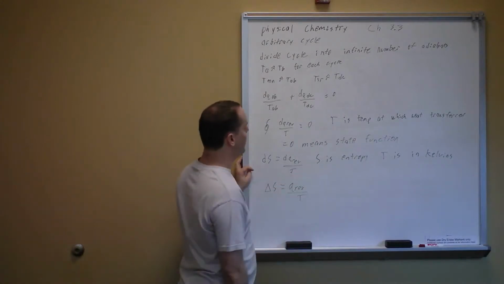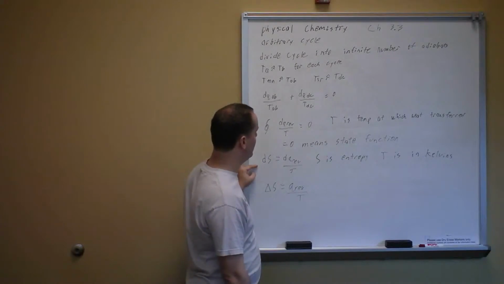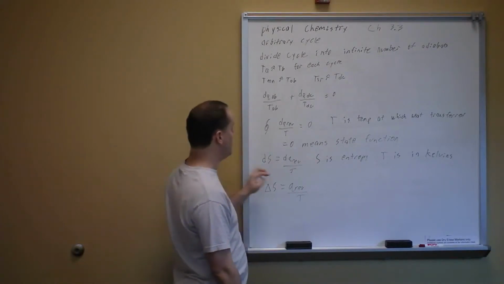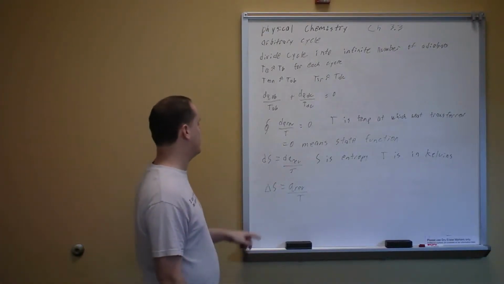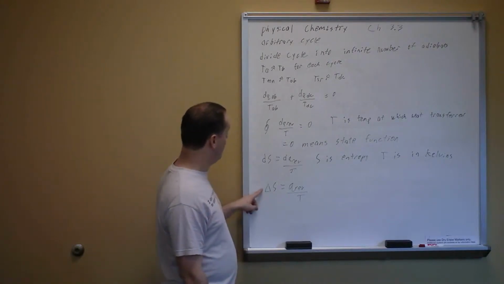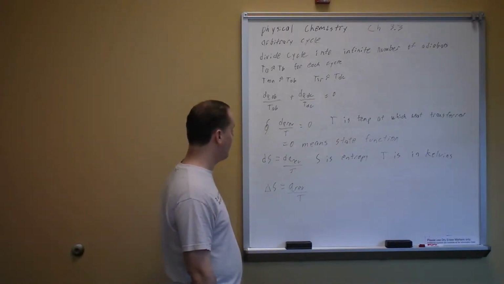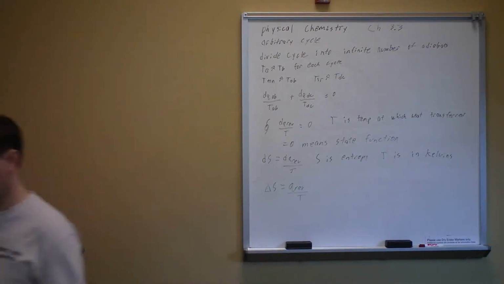Now remember we define capital S as entropy. dS is equal to dQ reversible divided by T. And T must be an absolute temperature such as kelvins. You can't use degrees such as Celsius. So integrating that gives us delta S is equal to Q reversible divided by temperature.